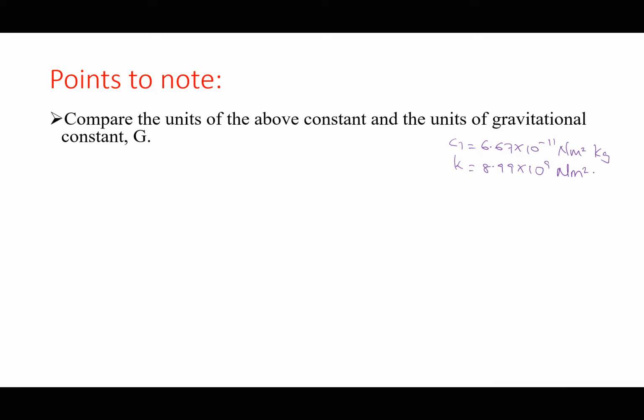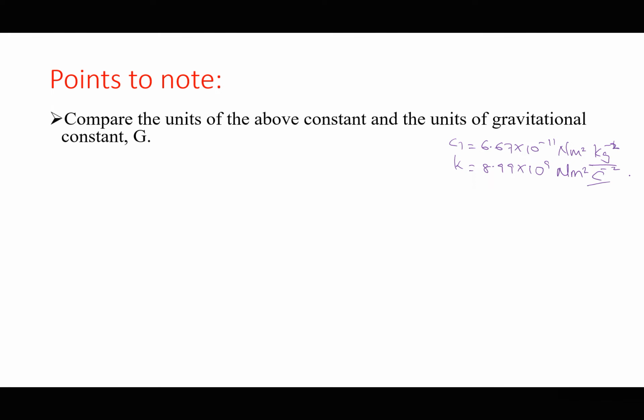Newton meters squared per kilogram squared. So this is Newton meters squared per Coulomb squared. You notice that these units only deviate in the last quantity, per kilogram, because it was due to the mass. This is per Coulomb because it was due to charges.